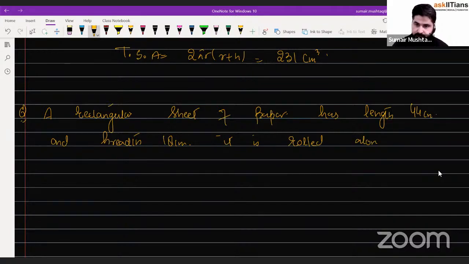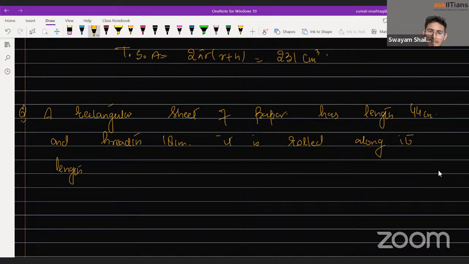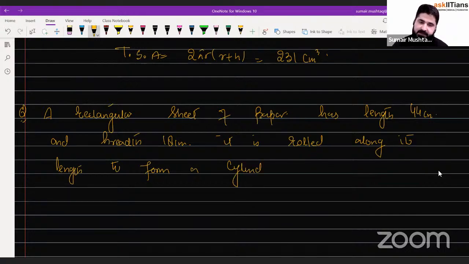Saim, can you tell? What does this mean? Along its length. It means it is rolled to form a cylinder, I guess. Yes, it's rolled to form a cylinder. Now, what's the step that you have to do? Find the TSA of the cylinder.